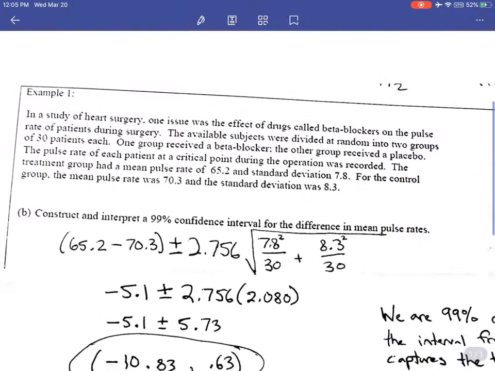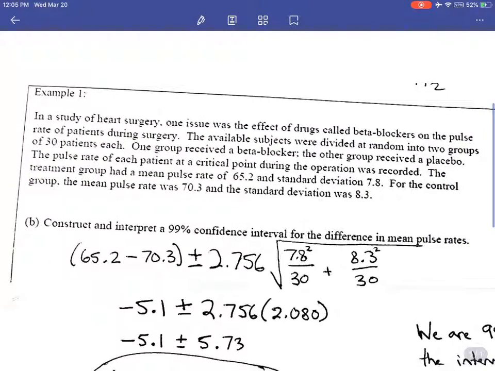All right, everybody, we're going to jump in and start with example number one. In a study of heart surgery, one issue was the effect of drugs called beta blockers on the pulse rate of patients during surgery. The available subjects were divided at random into two groups of 30 patients each. One group received a beta blocker, the other group received a placebo.